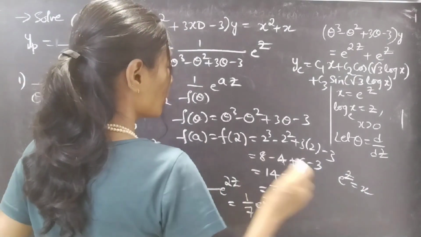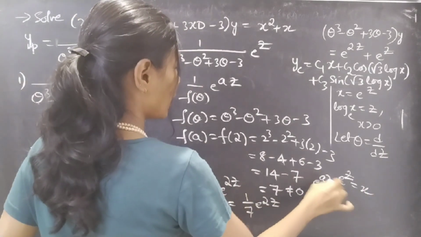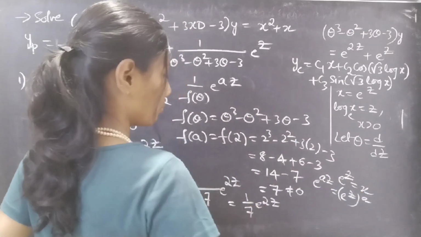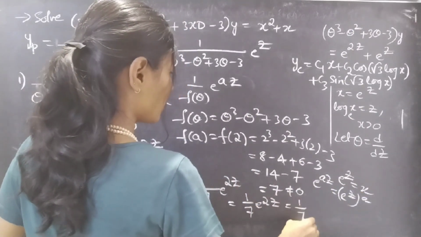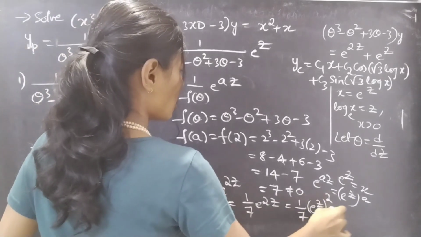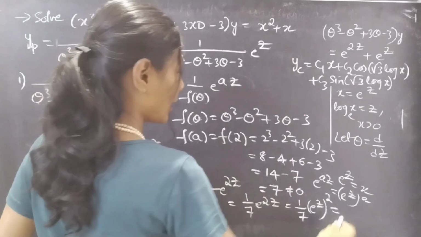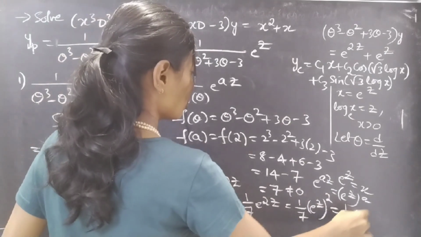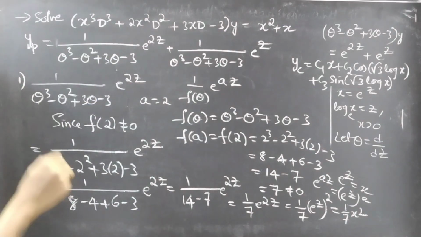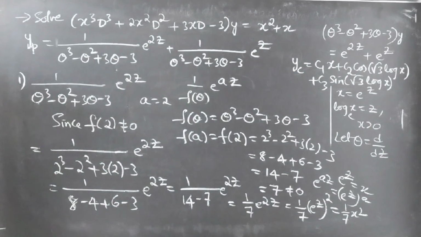In order to replace e power z by x, we have to write e power az as e power z whole power a. Then we can write this as 1 by 7, writing e power 2z as e power z whole square. Now just replace e power z by x, we'll get 1 by 7 into x square. Okay, this is the result obtained from the first term. Now let's go for the second one.